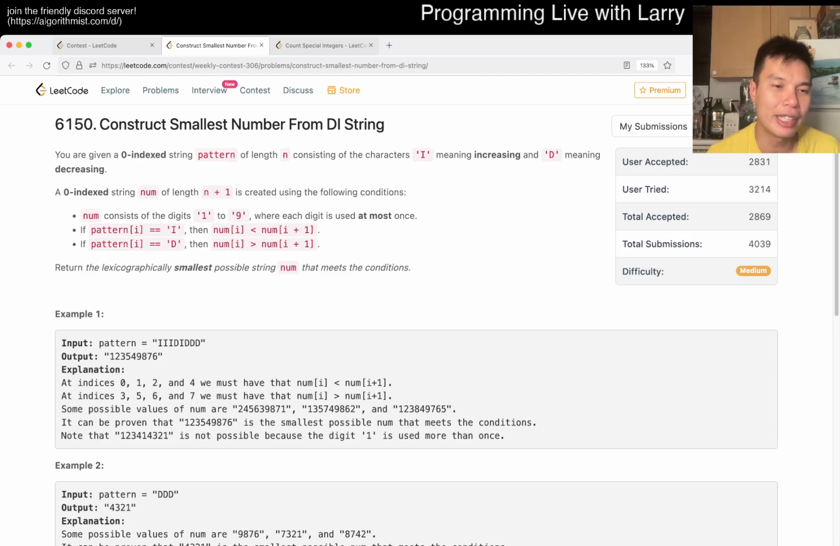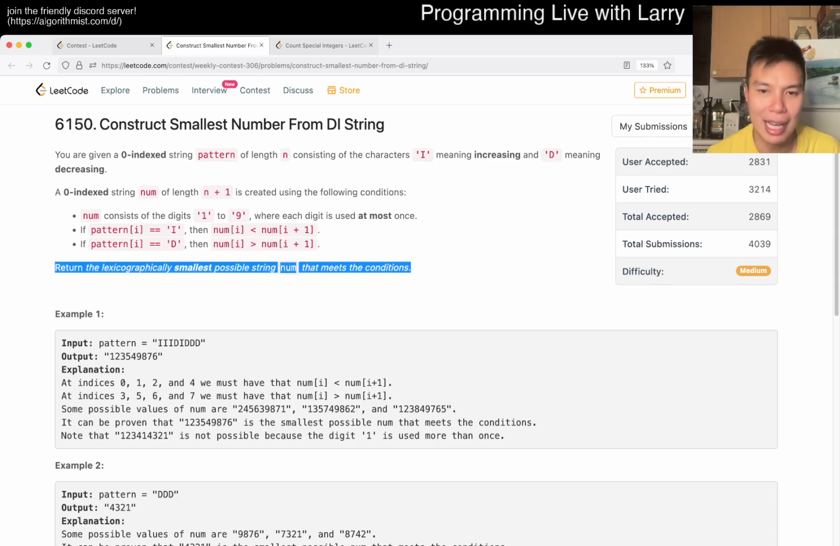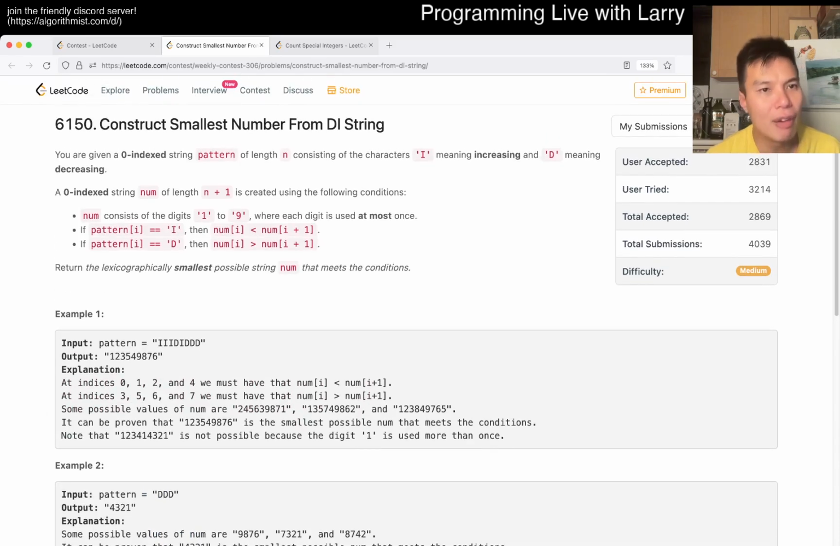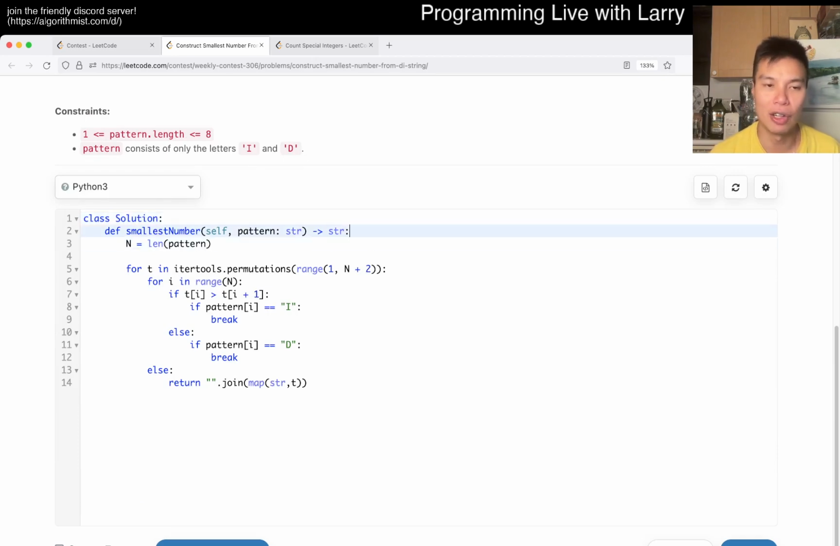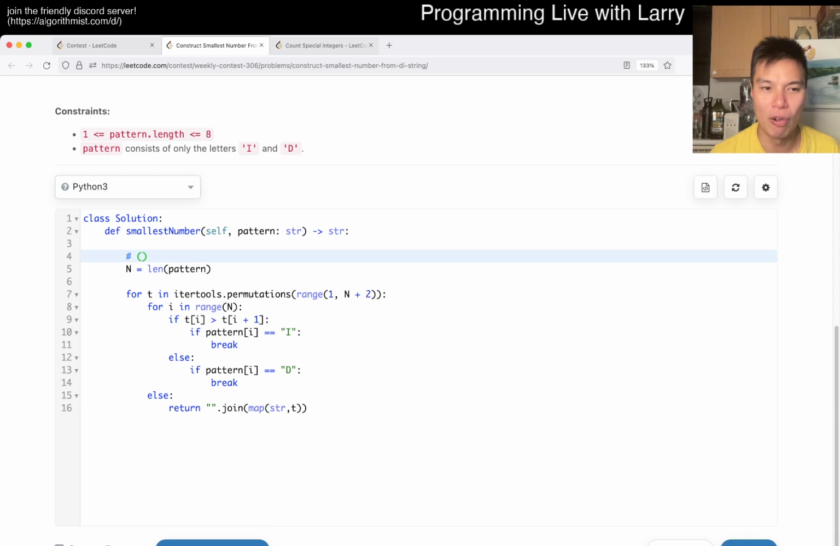But again, the tricky thing is that you have to return the smallest, not just any. And I think there is a clever way to do this for sure. But the not clever way is keeping in mind that the pattern can only have eight things, and that means that the final number can have at most 9 digits, and that means that you can do this in 9 factorial times. And because each one will require looking at every number, you have 9 factorial times 9, which is about 3.2 million, right?